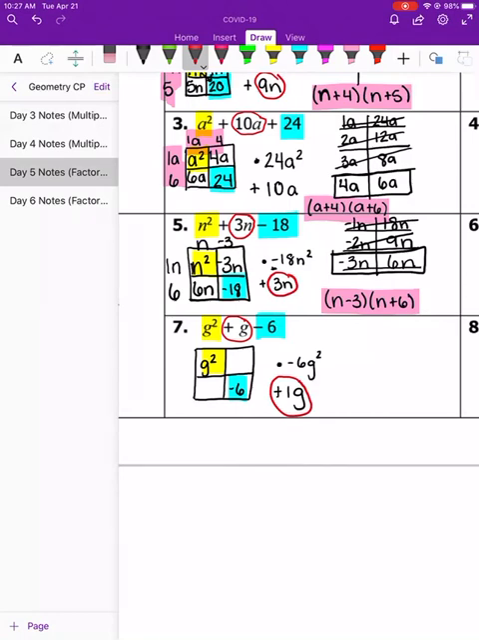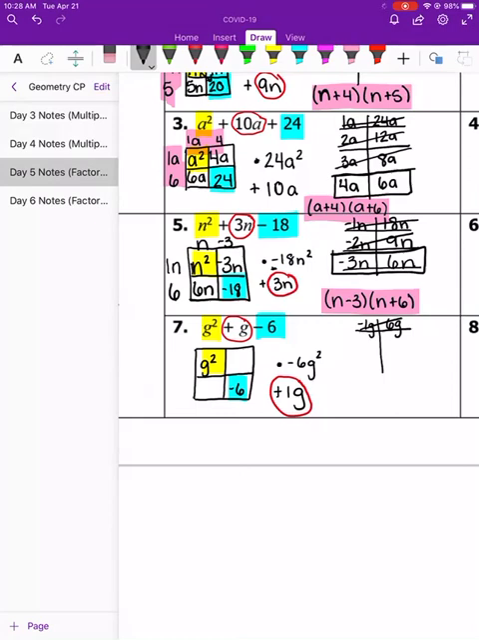Okay. Again, I have a negative, so I should have a negative in my answer. Only one though. Okay. So let's start small. So negative 1g and a positive 6g. Okay. Well, negative 1 times 6 is going to give me that negative 6 that I'm looking for. But does negative 1 plus 6 add to positive 1? No.